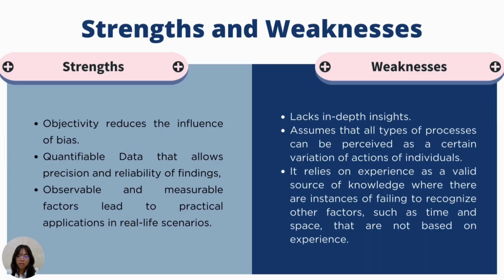And so moving on is the strengths and weaknesses. Basically, the strength of positivism is that it is objective, it offers quantifiable data, and it is observable and has measurable factors. On the other hand, it lacks in-depth insights. It assumes that all types of processes can be perceived as a certain variation. And lastly, it relies on experience as a valid source of knowledge.